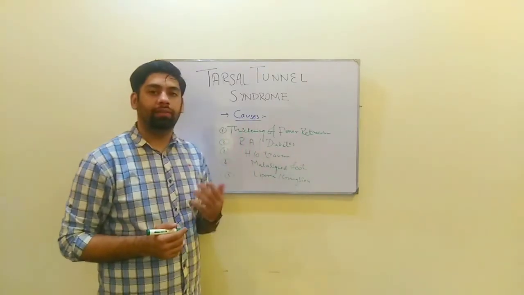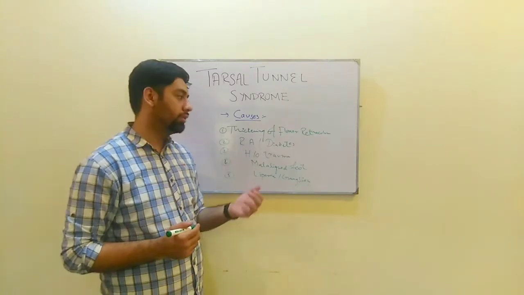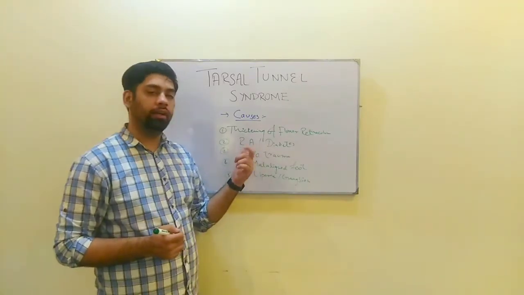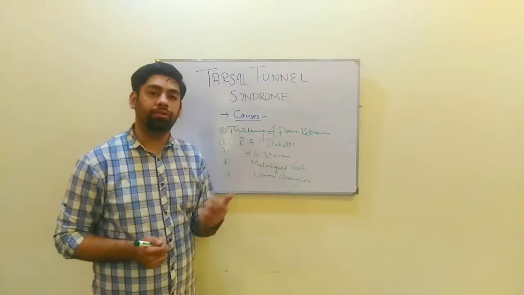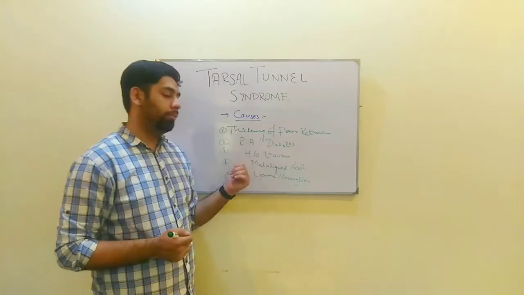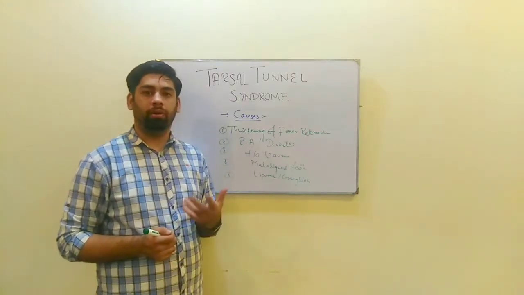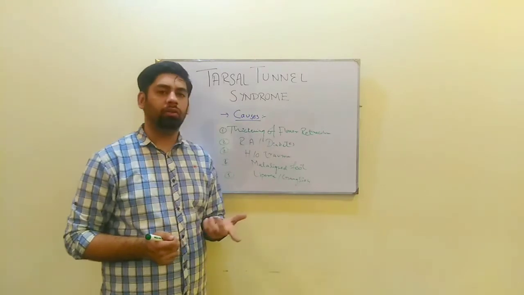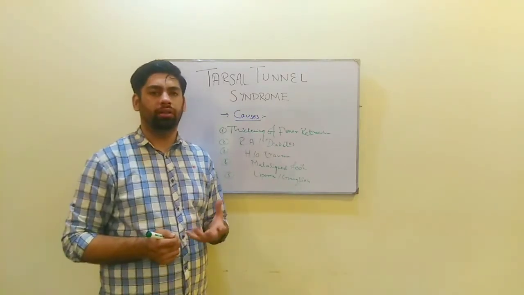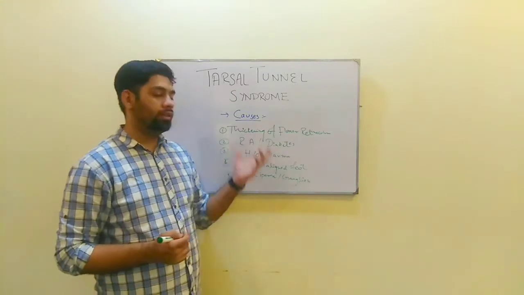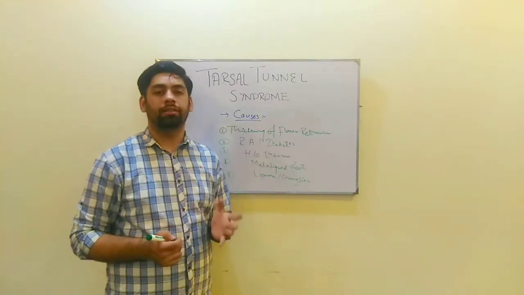Due to the thickening of the flexor retinaculum, which is the main cause, then due to any metabolic disorder, RA, diabetes, any history of trauma. This trauma can result in tarsal tunnel syndrome. Malaligned foot, if the foot is not properly aligned, and then lipoma and ganglion. These are also related to nerve and tendon and the surrounding structures which surround them. So these are the 5 main causes of tarsal tunnel syndrome.